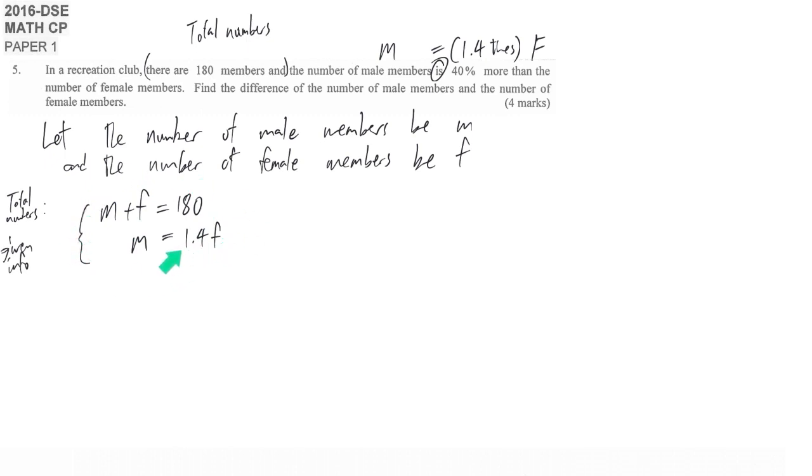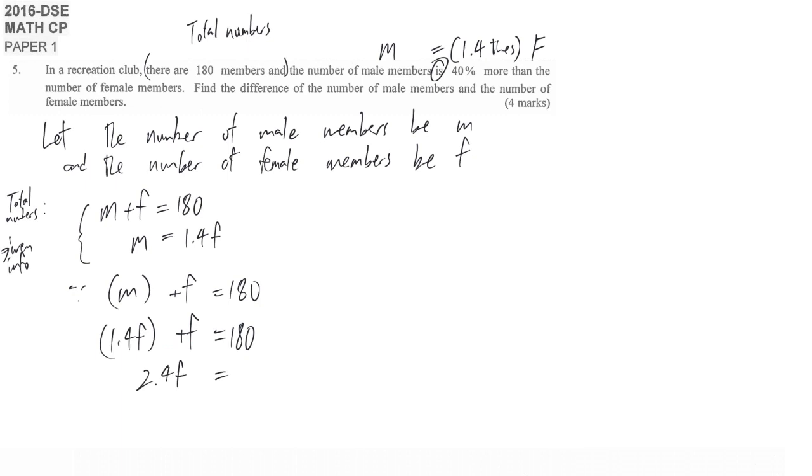Then you use your own method to solve. For me, it's more straightforward to use the substitution method because M is already the subject. So I copy down the first equation, M plus F equal to 180. And then M I can express in terms of 1.4F. Before that, this equation has two unknowns that make it more difficult to solve. But if I express M in terms of F, in this equation there is only one kind of unknown, then we can solve it like usual.